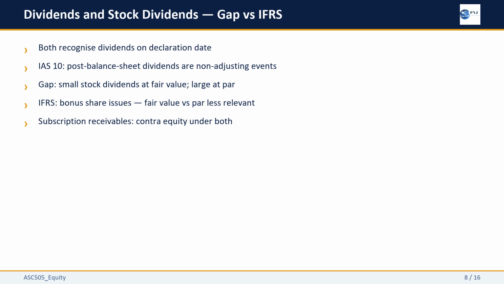For cash dividends, both GAAP and IFRS recognize the liability on declaration date. IAS 10 is explicit that dividends declared after the balance sheet date are non-adjusting subsequent events. They are disclosed in the notes but not accrued, which is consistent with GAAP practice. For stock dividends, GAAP distinguishes small dividends at fair value and large dividends at par. IFRS calls these bonus share issues, and the fair value versus par distinction is less significant because par value is often absent. Subscription receivables are contra equity under both frameworks.